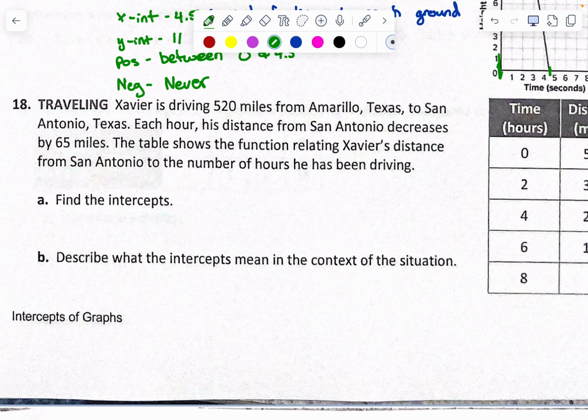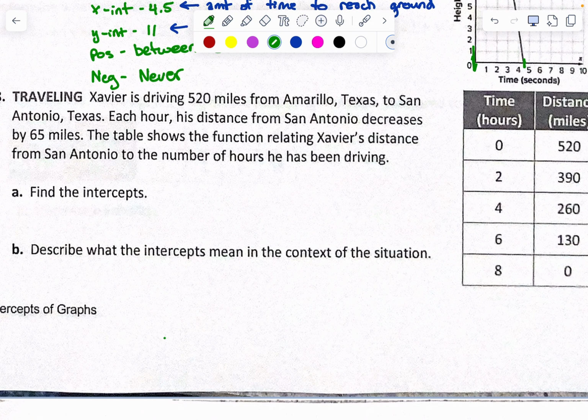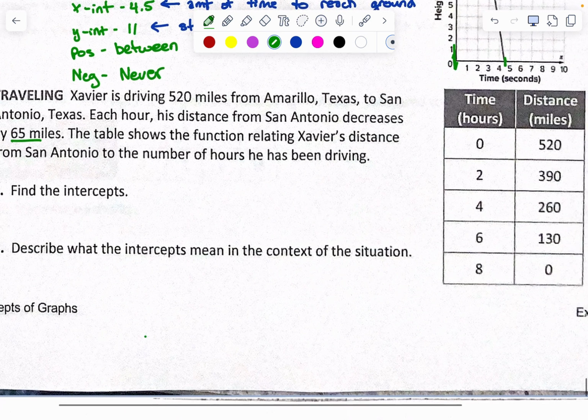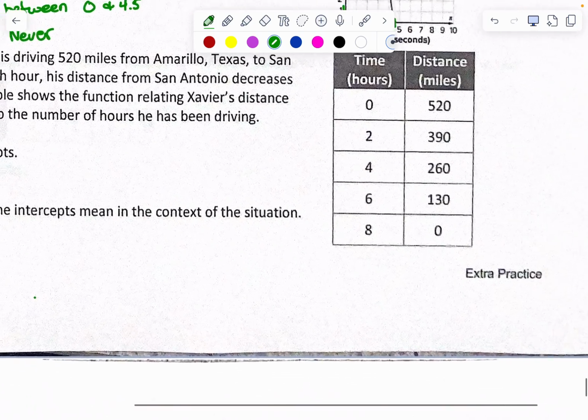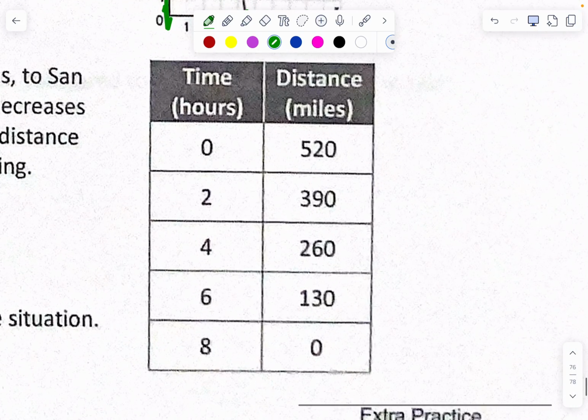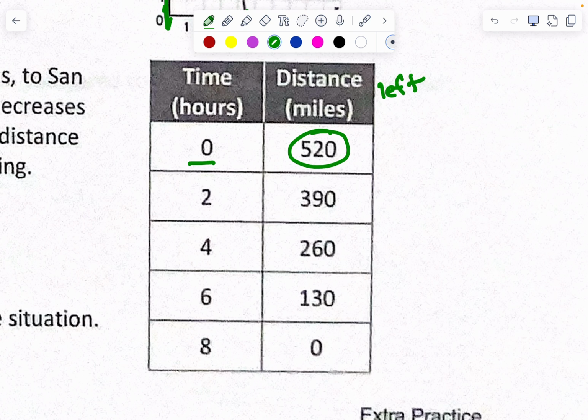Each hour, his distance decreases by 65 miles. The table shows the function relating distance. So at 0, we're talking about the distance that is left to travel. Does that make sense? They should have put distance left to travel. So at a time of 0, we have 520 miles left. At 4 hours, we have 260 miles left. Does that make sense? Okay.